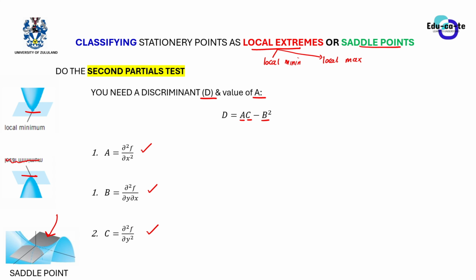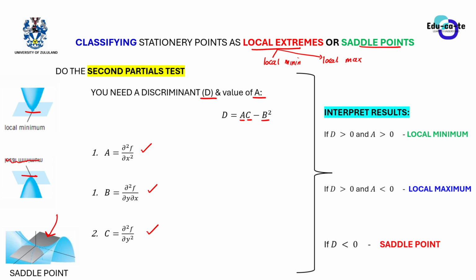After getting those values A, B, C, that's the first step. You get A, you get B, you get C, and after that you interpret your results. If your discriminant, after substituting A, C, and B into the equation, is greater than 0 and the value of A is also greater than 0, then you have a local minimum turning point. If your discriminant is greater than 0 but A is less than 0, then you have a local maximum turning point. And if your discriminant is less than 0, it doesn't matter what the A value is, it is known as a saddle point.